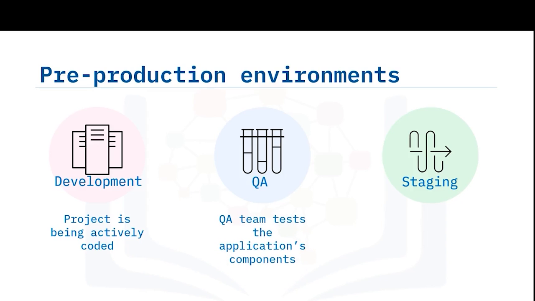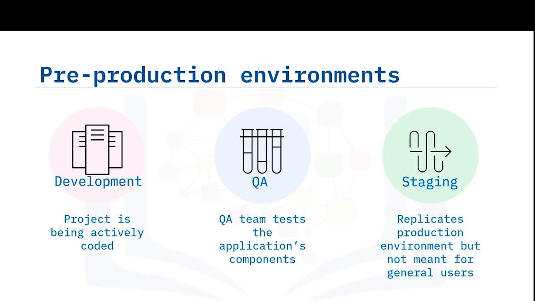The QA environment, sometimes called testing, is the environment that allows the QA team to test the application's components. The staging environment is the environment that is as close to replicating the production environment as possible, but is not meant for general users. Now let's discuss the production environment.